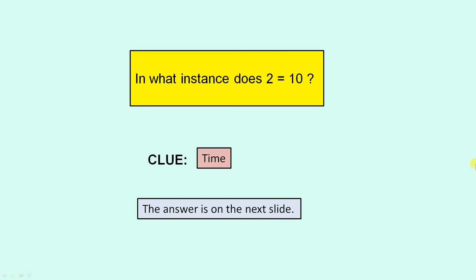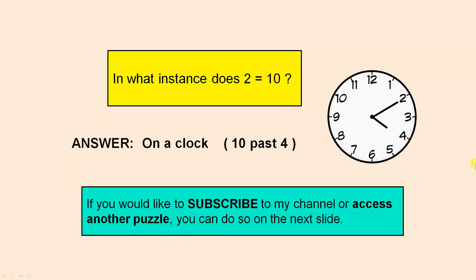Okay, as promised, here is the answer. I'm pretty confident you might have solved this, but let's have a look at the answer just in case you had a little bit more trouble. So in what instance does 2 equals 10? The answer is on a clock, and the example is 10 past 4.